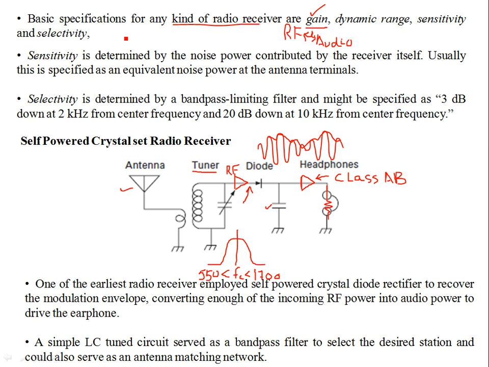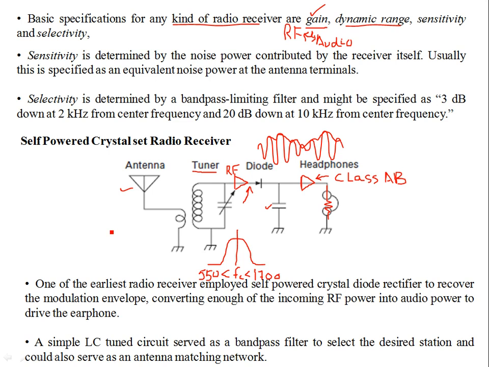Now, another specification for the radio receiver is called the dynamic range. By dynamic range, it means that since the antenna is going to intercept a range of signals, say a weak signal and a strong signal, it refers to the level of the input signal that can be appropriately detected and demodulated by the receiver.